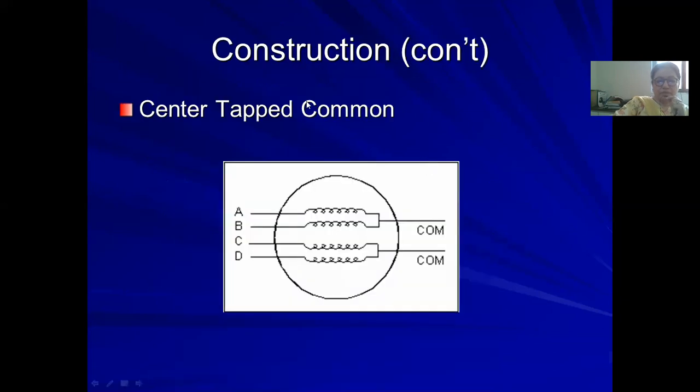This is the common connection method for coil winding, where this is one coil, let us say phase 1, and this is the second coil, let us say phase 2. They are connected to a common point. Such a type of configuration is called center tap common.